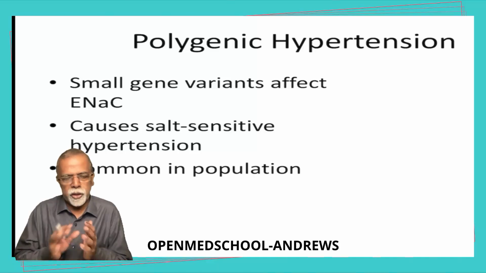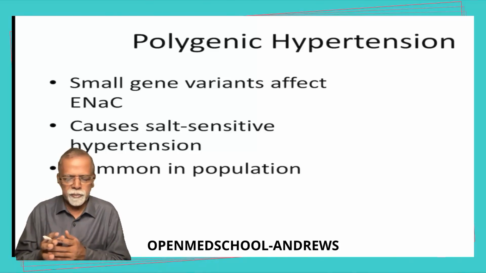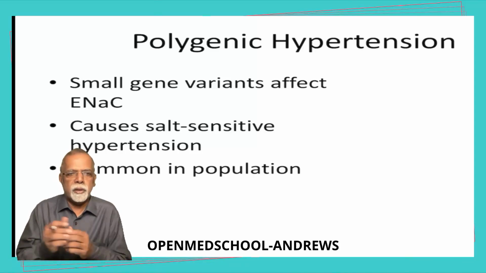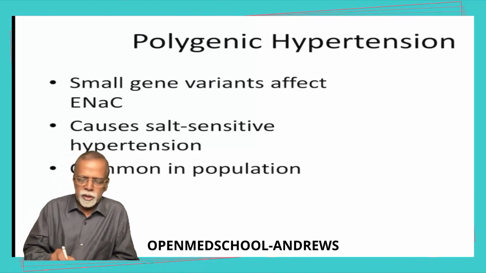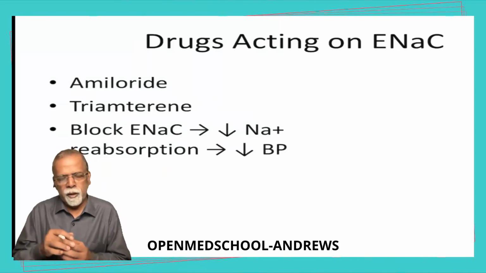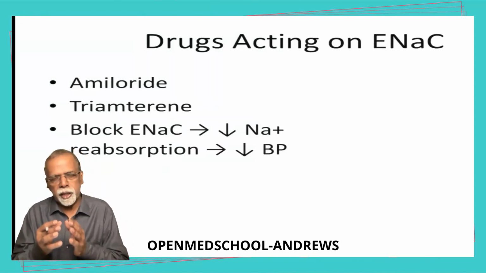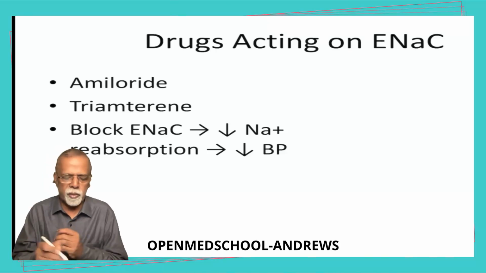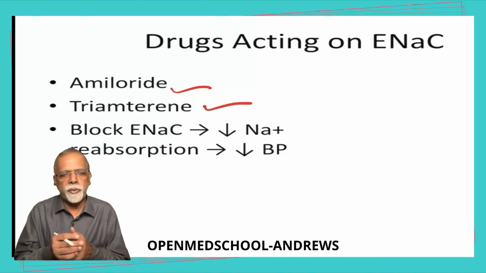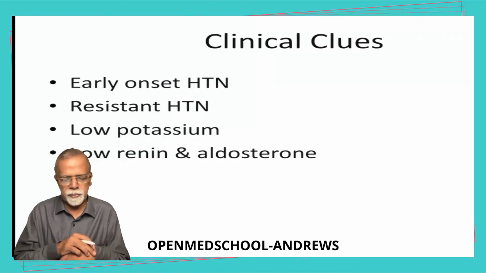So, the majority of hypertension is polygenic. Small gene variations affect the epithelial sodium channel, and salt sensitive hypertension is very common in the population. Many drugs act on the epithelial sodium channel. One is amiloride, second is triamterene. They block the epithelial sodium channel, decrease sodium absorption or reabsorption, and the BP is decreased.